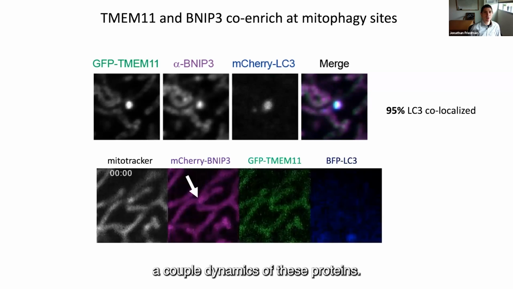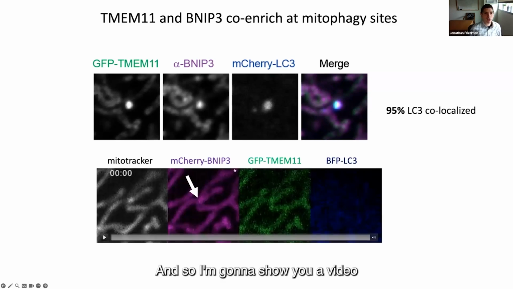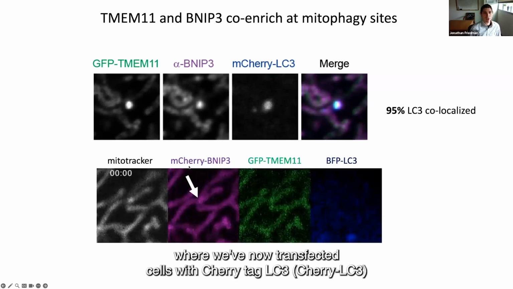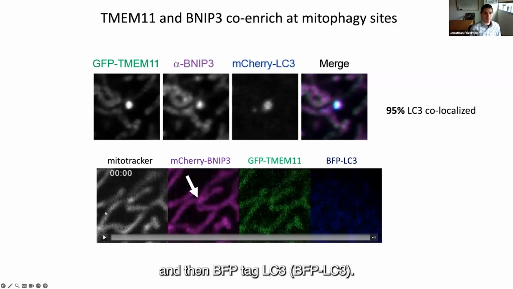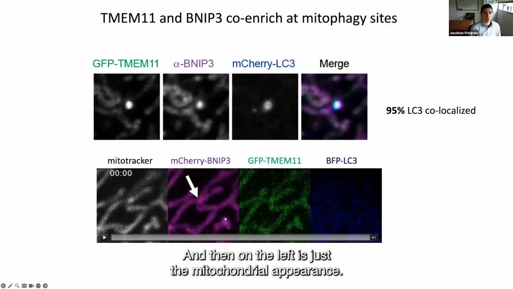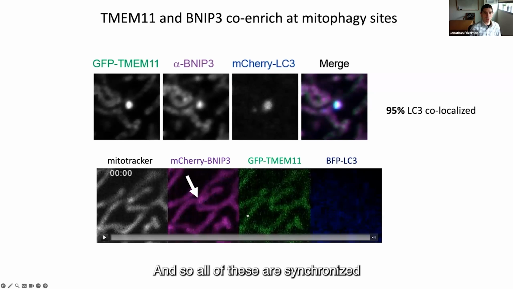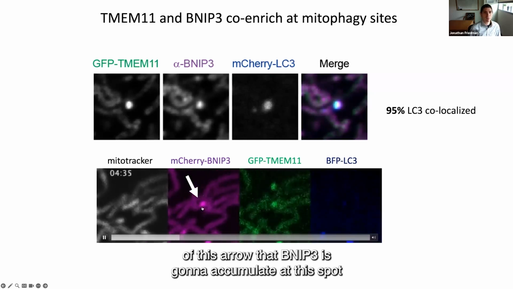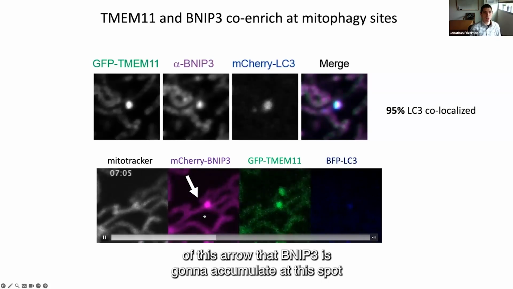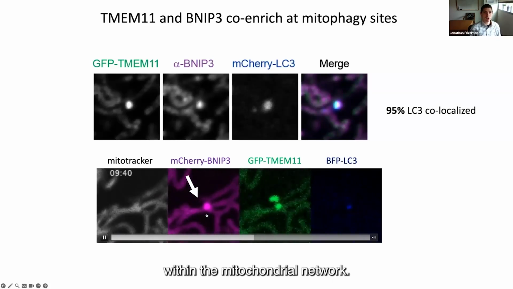Now, one of the things that we've gotten interested in since we've published this work is really examining the coupled dynamics of these proteins. And so I'm going to show you a video where we've now transfected cells with mCherry-tagged BNIP3, as well as GFP-tagged TMEM11, and then BFP-tagged LC3. And then on the left is just the mitochondrial appearance. And so all of these are synchronized. And when I play them, what you'll see is at the site of this arrow, that BNIP3 is going to accumulate at this spot within the mitochondrial network.